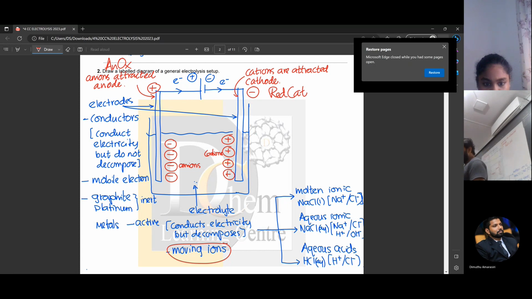Mobile ions. Consider that. Cathode. Then how many moving ions? Yeah, mobile ions.